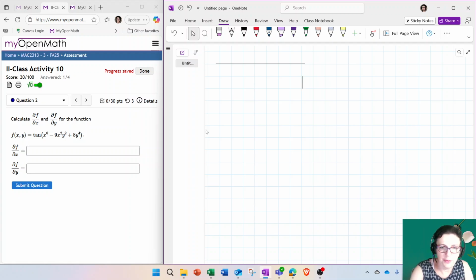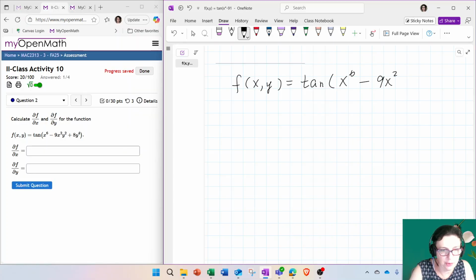Okay, guys, in this video, we are going to also take a look at partial derivatives, but it's going to be a little bit more complicated to find them. So this is tangent of x to the 6 minus 9x squared y squared plus 8y to the 4th. All right, so first the partial with respect to x.